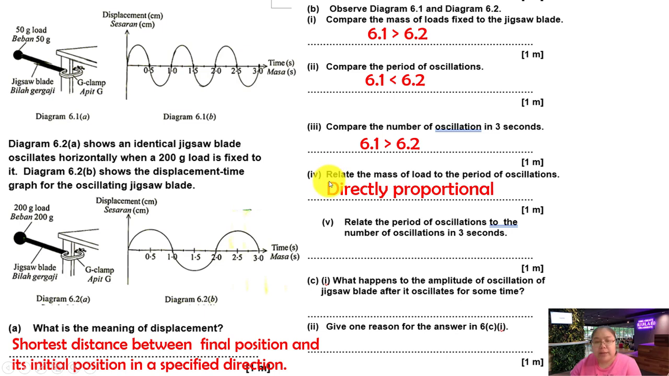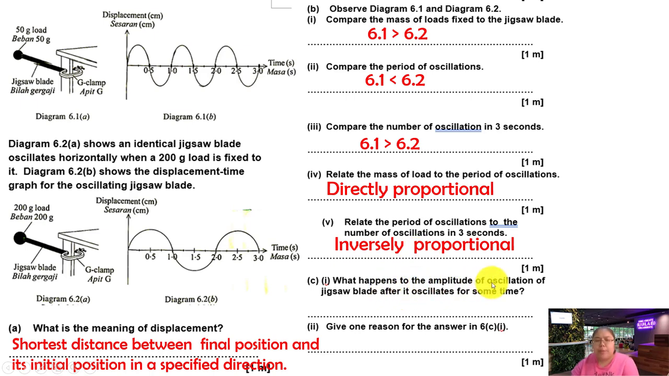Okay, if you don't want to write directly proportional, you can just write, when the mass of the load increases, then the period of oscillation also increases. Both are correct. Then we continue to relationship. Period of oscillation to the number of oscillations in 3 seconds. Period longer, number of oscillations should be less. So this one should be inversely proportional. Also the same, give a full sentence.